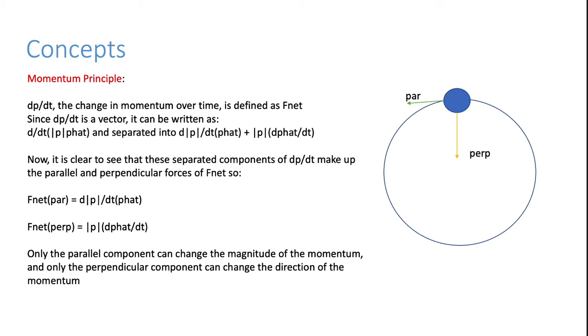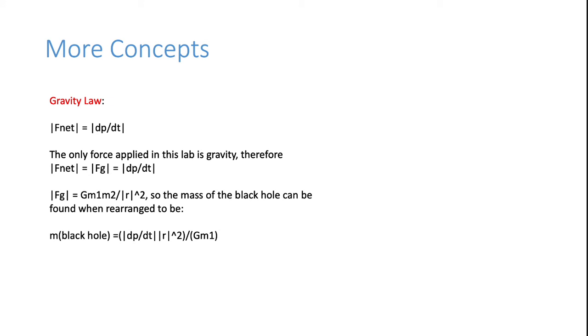Now, it is clear to see that these separated components of dp/dt make up the parallel and perpendicular forces of F net. So, we can say that F net parallel is d absolute value of p/dt times p hat, and F net perpendicular is absolute value of p times dp hat/dt. Only the parallel component can change the magnitude of the momentum, and only the perpendicular component can change the direction of the momentum.